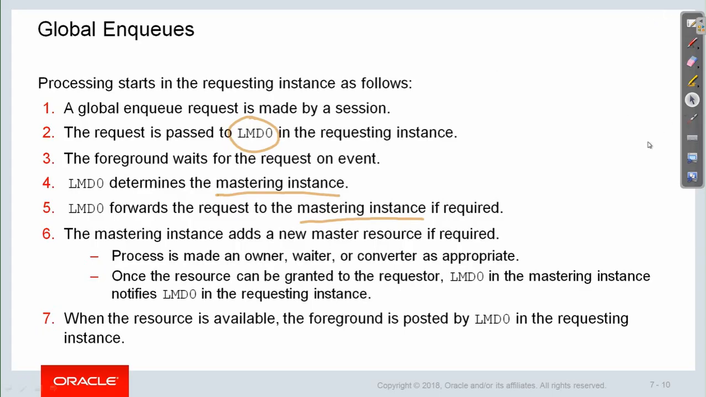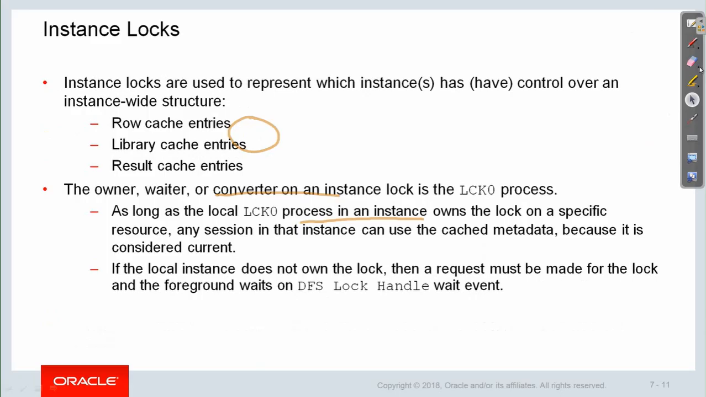And also we do have instance lock management. So we want to manage instance locks on row cache entries, library cache entries and reserve cache entries. And this instance lock management is done by another process, in this case, the LCK process. Okay, so the LCK process will manage metadata to protect the row cache, library cache and reserve cache globally. Okay, so this is actually our example.